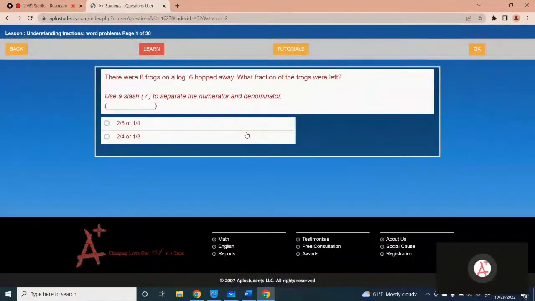Okay, there are 8 frogs on a log. 6 hopped away. What fraction of the frogs were left? So when out of the 8, 6 hop away, how many frogs are you left with? 8 minus 6 is 2. Got it? And the total frogs are 8. That means 2 out of 8 are the fraction who are left. Got it?